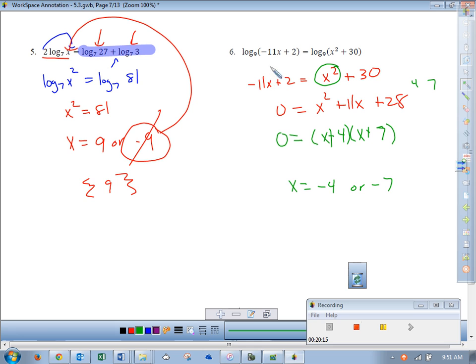If I put negative 4 in there, I get a positive 16, plus 30, which is 46. I put negative 4 in here, I get 16 plus 30, which is 46, so check. 7 squared is 49, plus 30, 79. Checks. Even though those answers were negative, by substituting back in, they both worked.